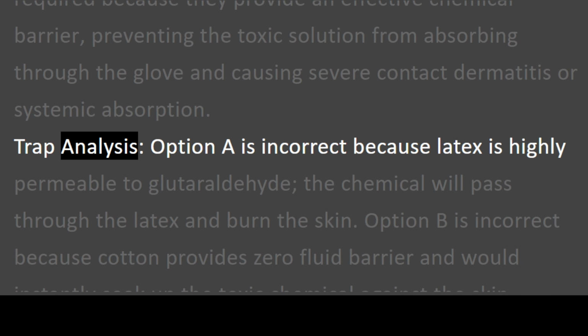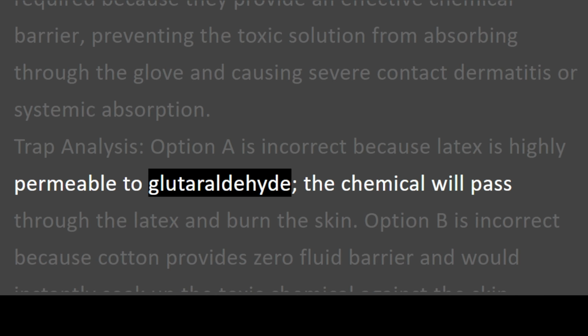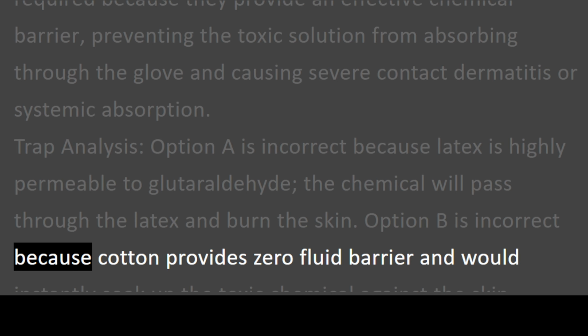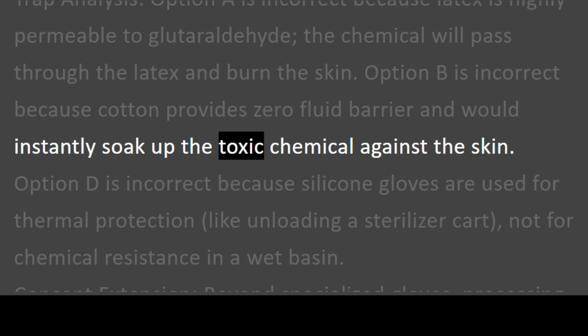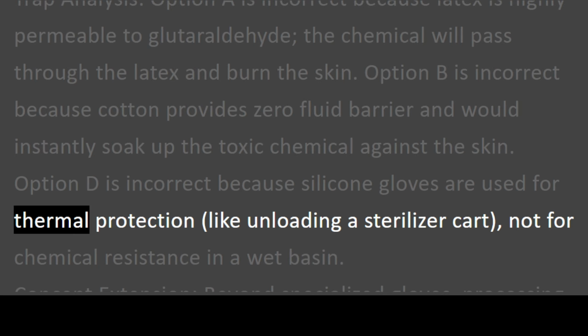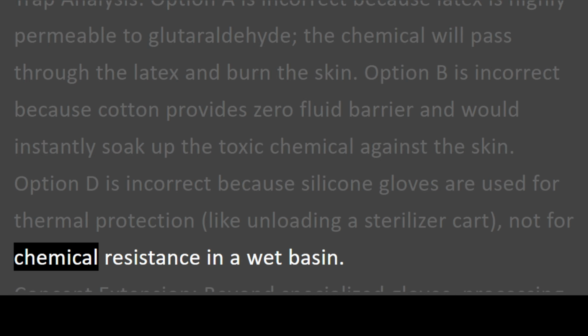Trap analysis: option A is incorrect because latex is highly permeable to glutaraldehyde. The chemical will pass through the latex and burn the skin. Option B is incorrect because cotton provides zero fluid barrier and would instantly soak up the toxic chemical against the skin. Option D is incorrect because silicone gloves are used for thermal protection, like unloading a sterilizer cart, not for chemical resistance in a wet basin.